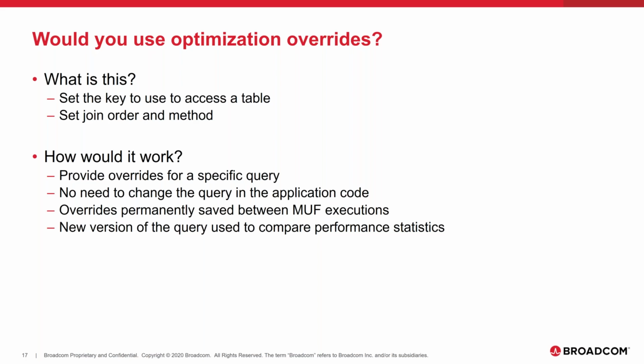What are optimization overrides? Well, there's a couple of things you can do to override what the optimizer chose. And that's to set what key to use and the join order and method. And the other thing you do to tune queries usually is, of course, add a new index. Now, if you can do those three things, you can probably optimize just about every query. Sometimes you got to change the syntax, but these are the big things.